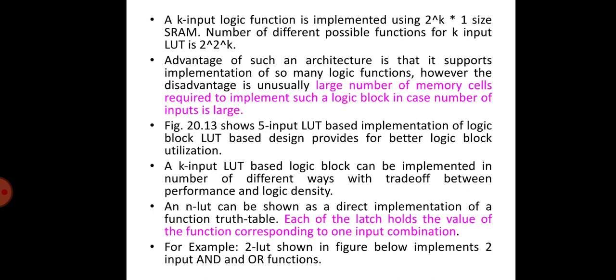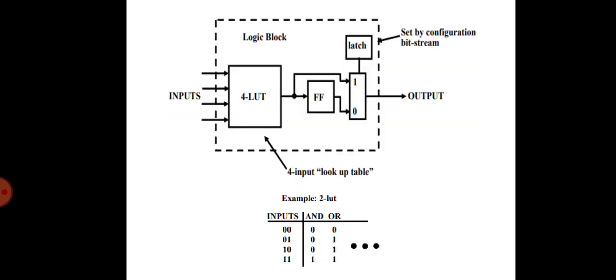In this 5-input LUT based implementation of the logic block, LUT based design provides for better logic block utilization. A k-input LUT based logic block can be implemented in a number of different ways with a trade-off between performance and logic density. An LUT can be shown as a direct implementation of the function truth table. Each of the latches holds the value of the function corresponding to one input combination. For example, the 2-input LUT shown here uses a flip-flop, a multiplexer and a latch.